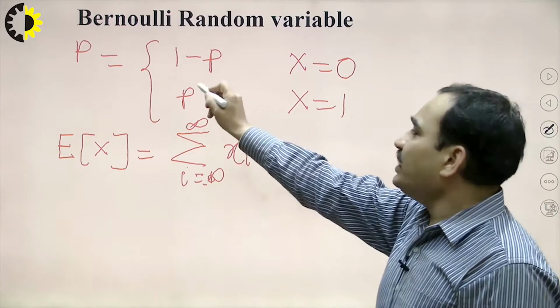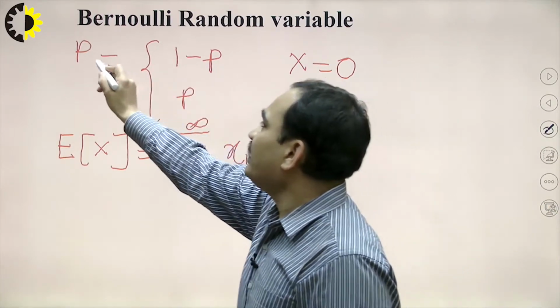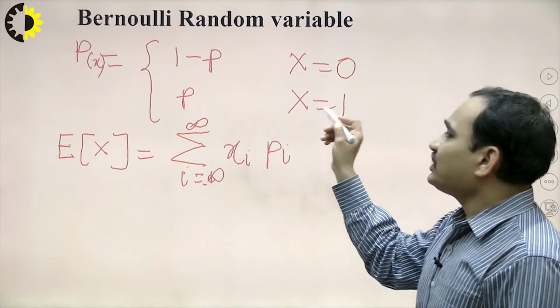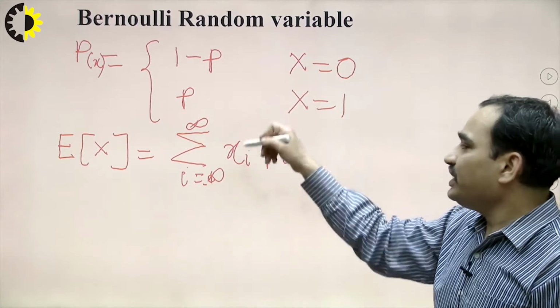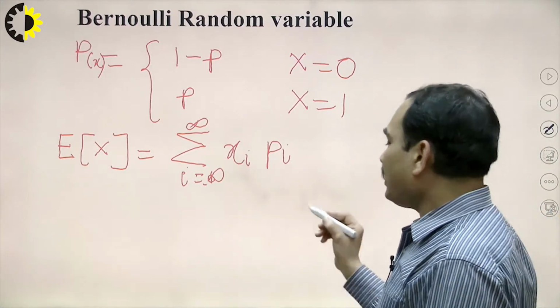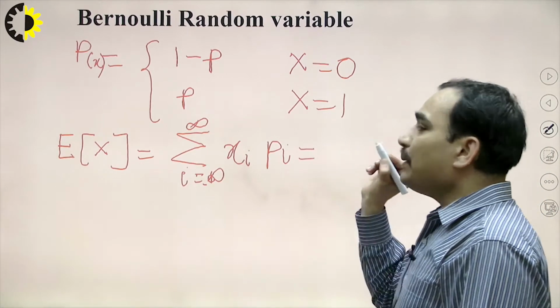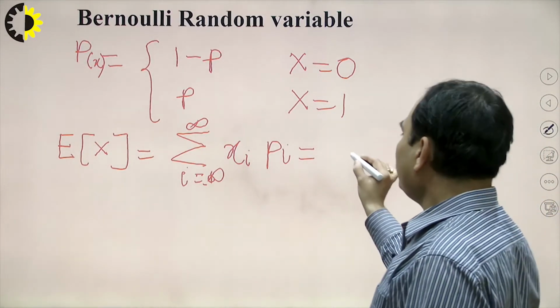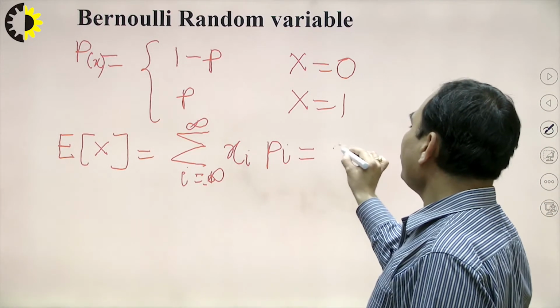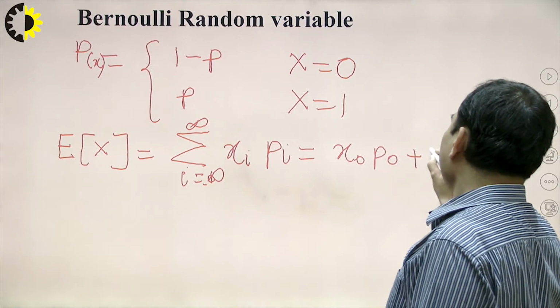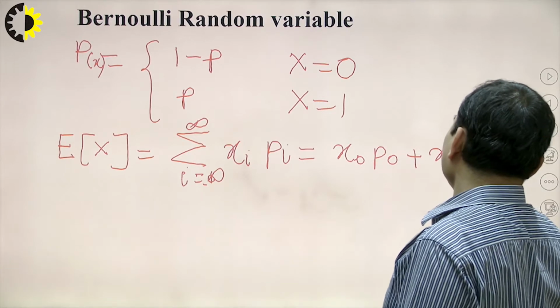So we have the probability for a given value of x, and for x equals 1 we have p. The probabilities are already given, so we will simply expand this and solve it. The expectation of x will give you the mean for the Bernoulli's random variable. So let's solve this. Expanding, we get x0 p0 plus x1 p1.